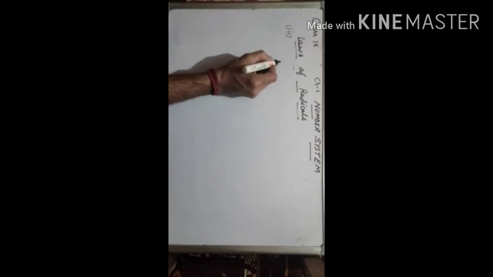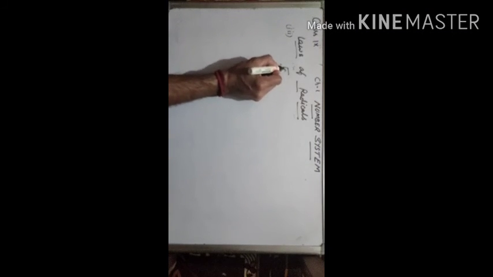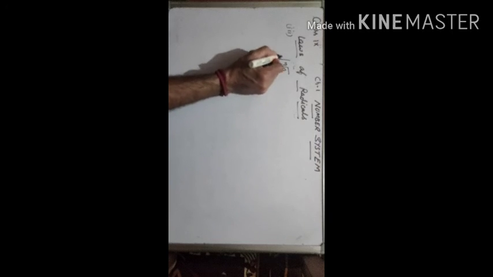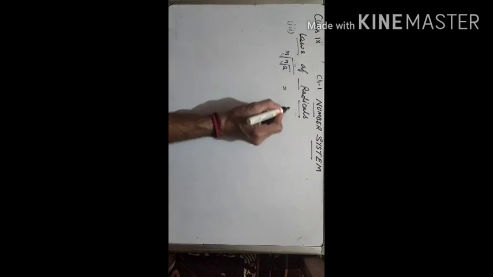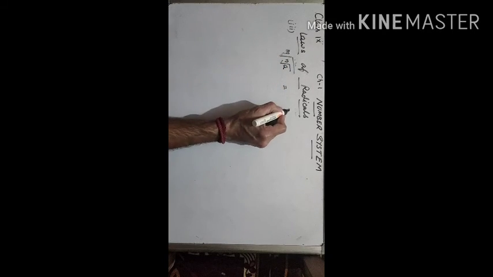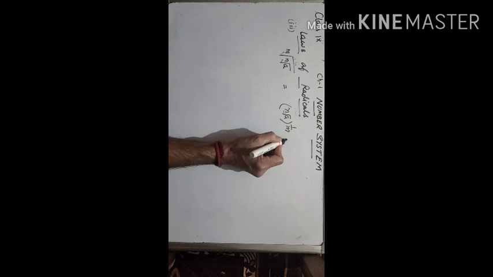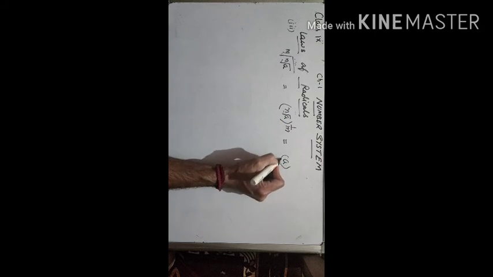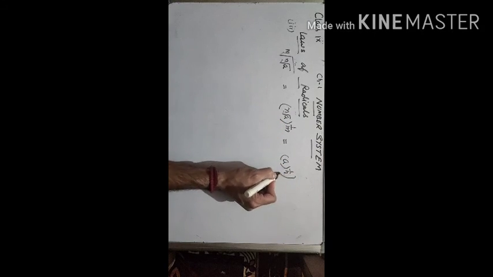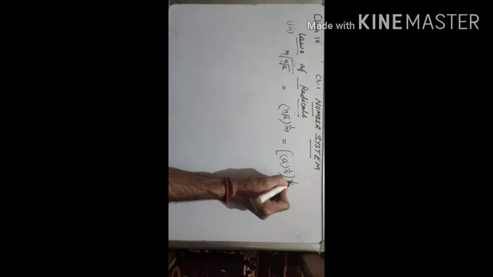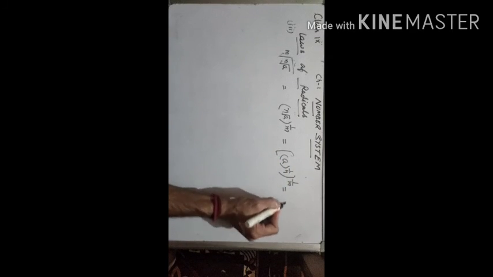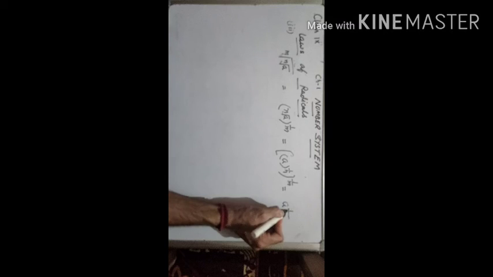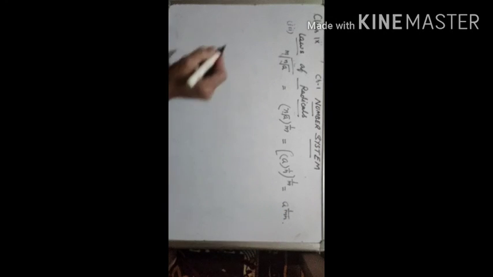Next law is the m-th root of the n-th root of a, that is equal to, first we have to solve this, the m-th root of a to the power 1 by n, that further equals a to the power 1 by n to the power 1 by m, that is equal to a to the power 1 by mn.